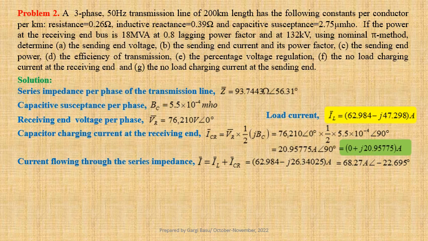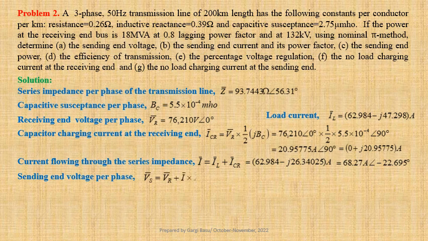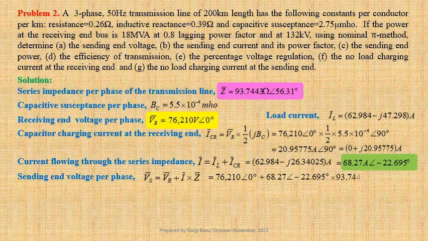Now we shall calculate sending end voltage per phase. Vs equals VR plus I into Z. Using values we get 76,210 at an angle 0 degree plus 68.27 at an angle minus 22.695 degree into 93.7443 at an angle 56.31 degree.